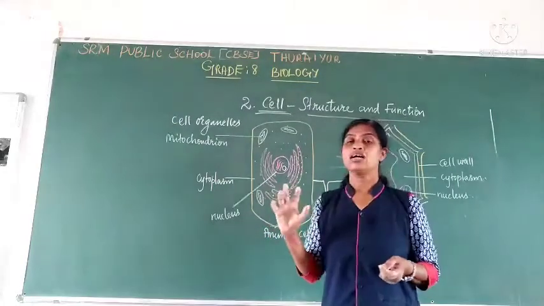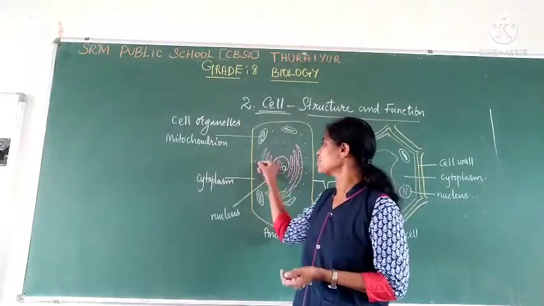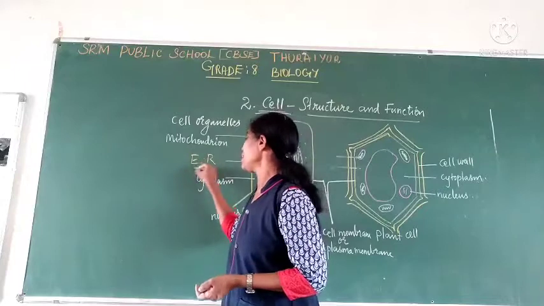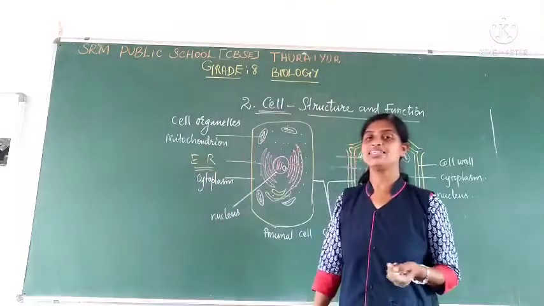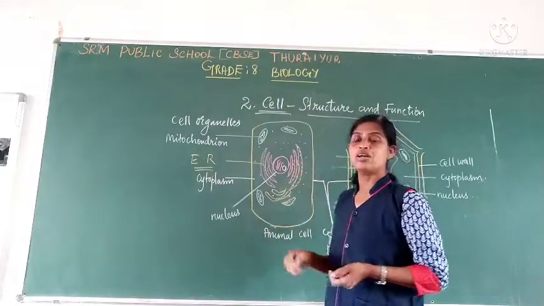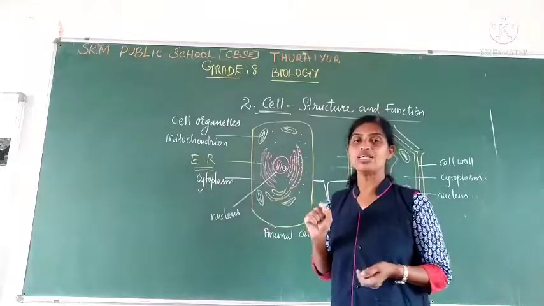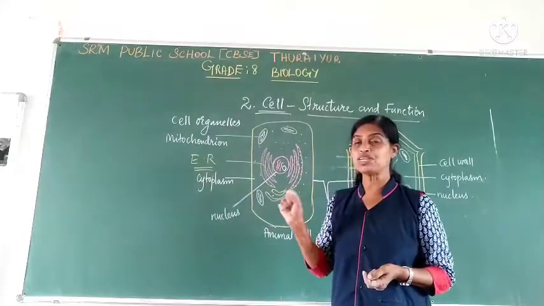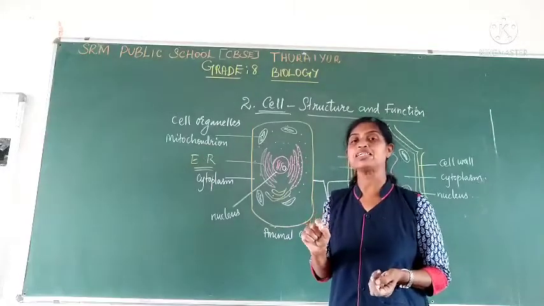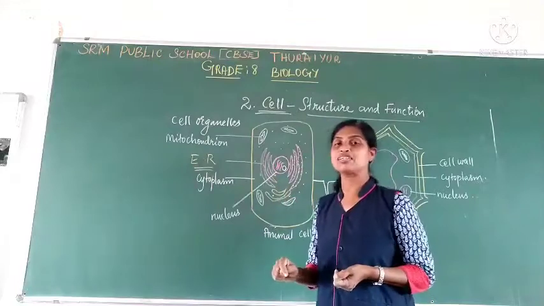Understand? Then this you can find here. They are called the endoplasmic reticulum, ER. ER means endoplasmic reticulum. Now ribosomes. You can find these granules, which are called ribosomes. When the ribosomes are attached to the endoplasmic reticulum, they are called rough endoplasmic reticulum. If they are not there, they are called smooth endoplasmic reticulum.